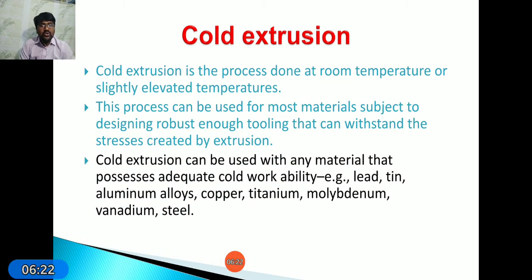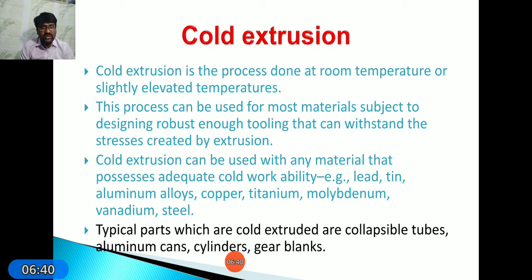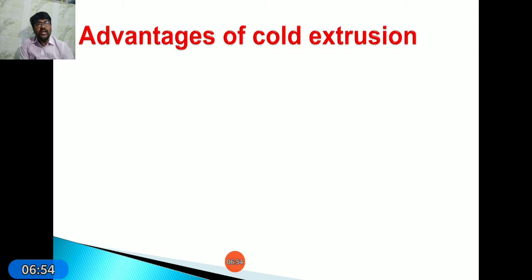Next, cold extrusion can be used with any material that possesses adequate cold workability. Example, lead, tin, aluminum alloys, copper, titanium, molybdenum, vanadium, and steel. These are the different materials that can be processed under the cold extrusion process. Next, the typical parts which are cold extruded are collapsible tubes, aluminum cans, cylinders, and gear blanks. These are the different parts that can be processed by using the cold extrusion process.